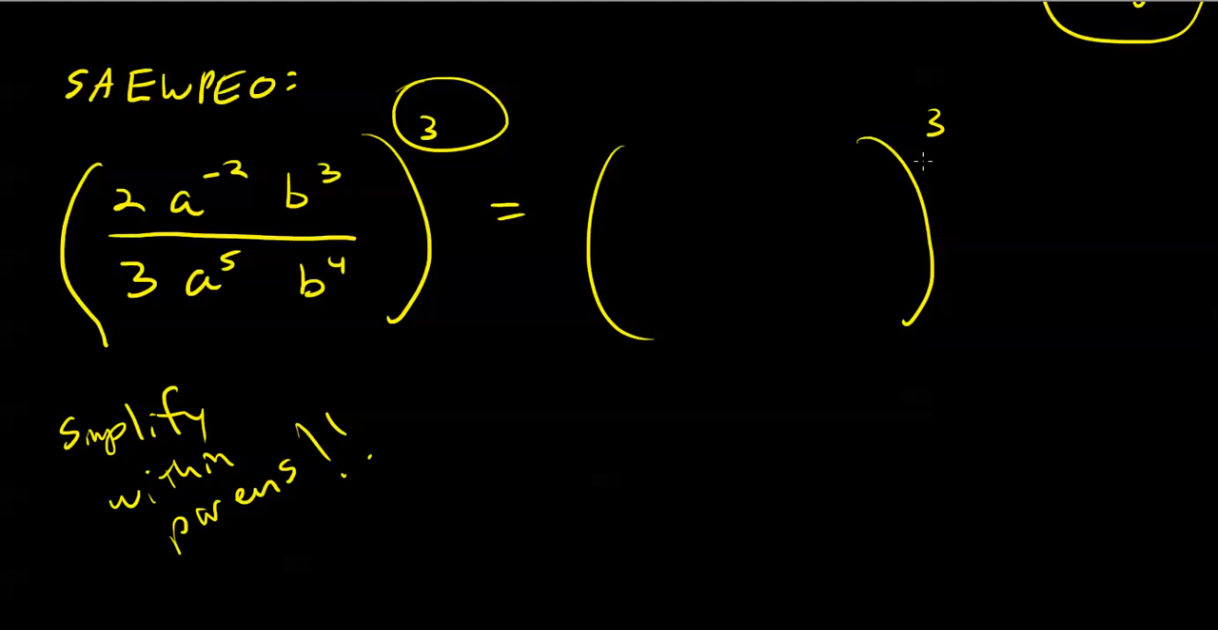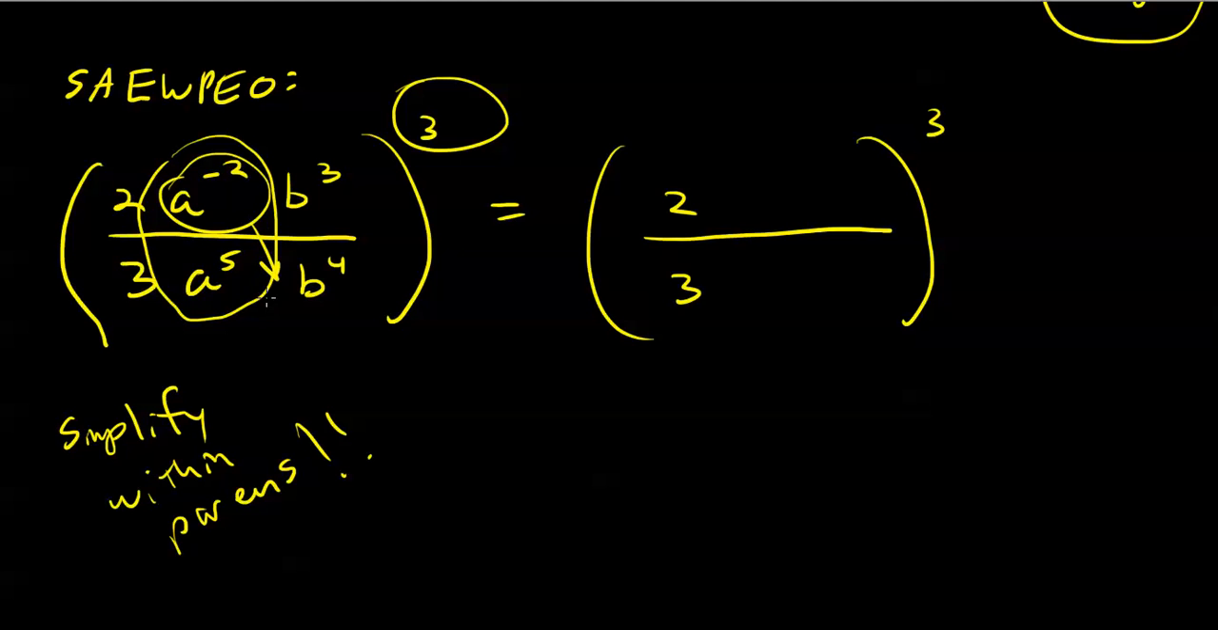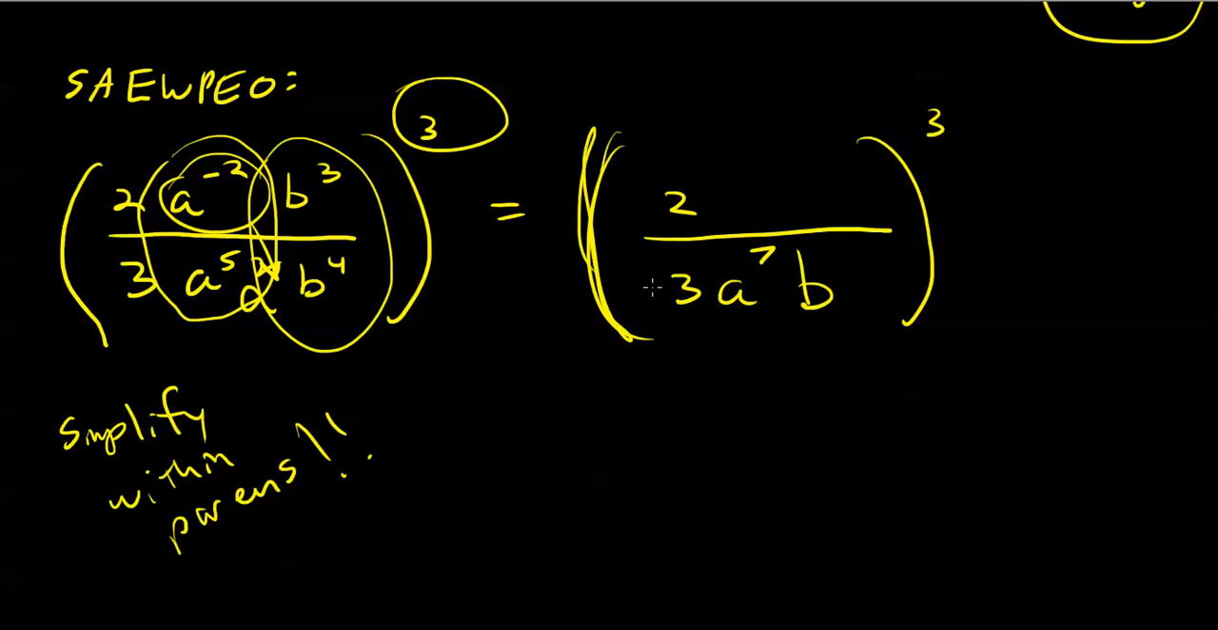Alright, so the outer exponent I'm going to leave hanging here. 2/3 doesn't reduce, so I'm going to leave 2 over 3. A to the minus 2 over a to the 5th. I claim a to the minus 2 comes downstairs as a squared, and I'll get 7 factors of a in the denominator. Similarly, b cubed over b to the 4th. If I've got 3 factors of b in the numerator and 4 factors of b in the denominator, that'll leave 1 factor of b in the denominator. Alright, I've simplified as much as I can within the parentheses now.